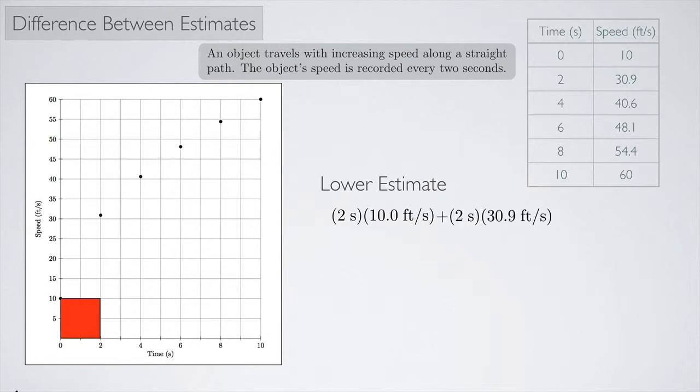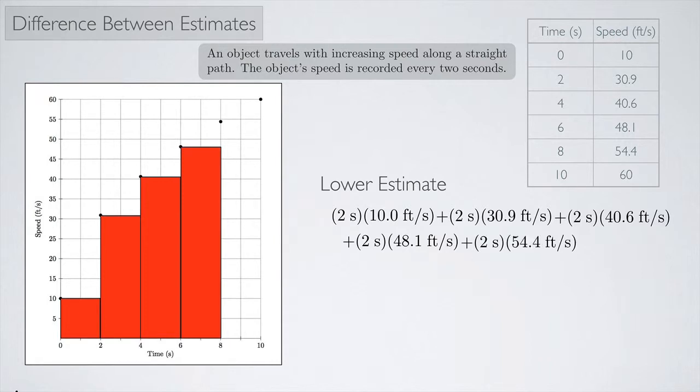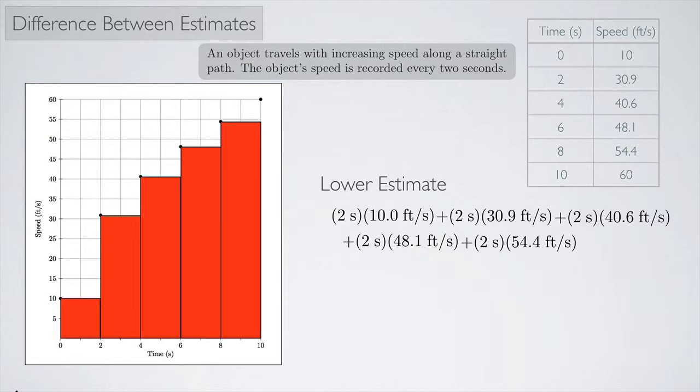Now if we look at the next 2 seconds, for the lower estimate, we can assume that the object traveled at a constant 30.9 feet per second. That'd be the minimum it could have traveled in that 2 seconds. And that'd be the area of this rectangle. And then we have the next 2 seconds. So again, we have 40.6 times 2. And in this case, we have this rectangle. And then we would have 48.1 times 2. That's this rectangle. And then we have 54.4 times 2. And that's this rectangle. And if we add up the areas of all those rectangles, we get 368 feet. And that's our lower estimate.